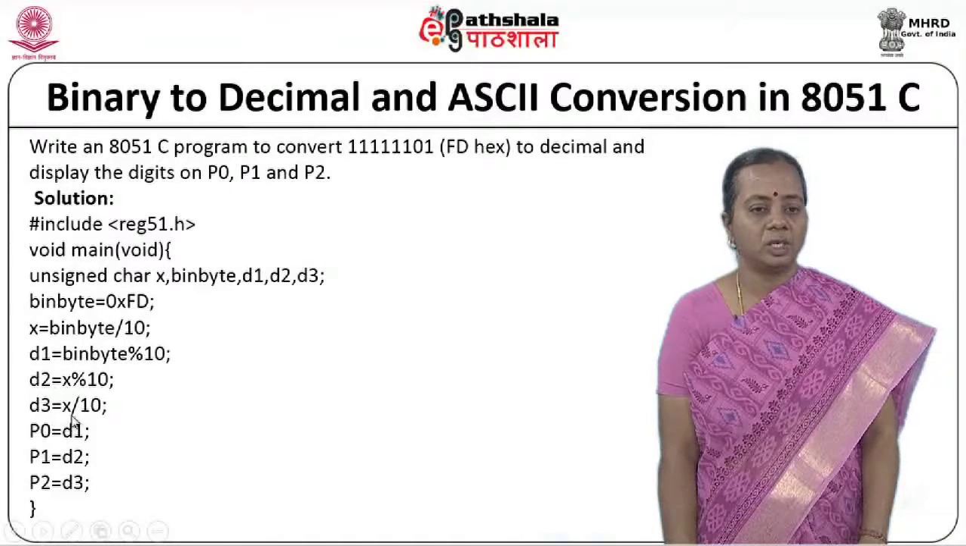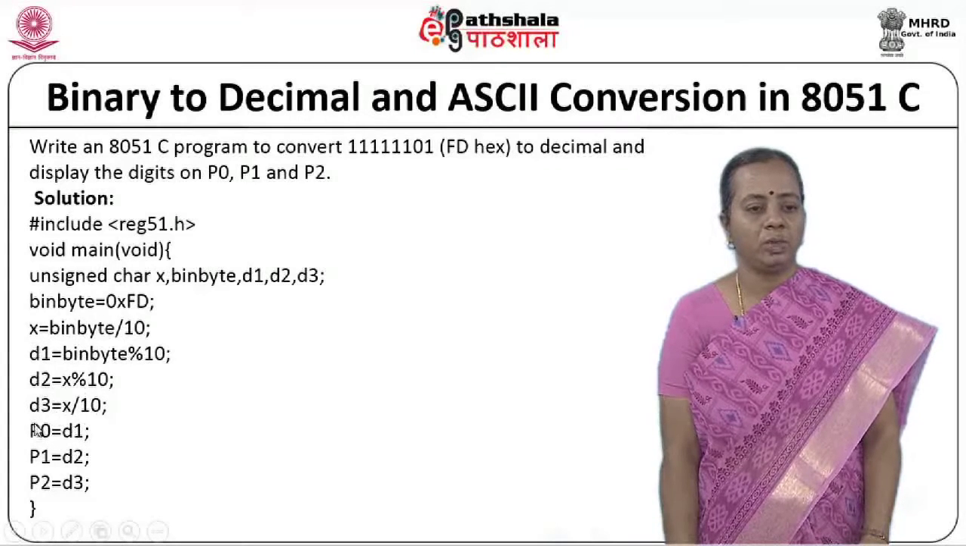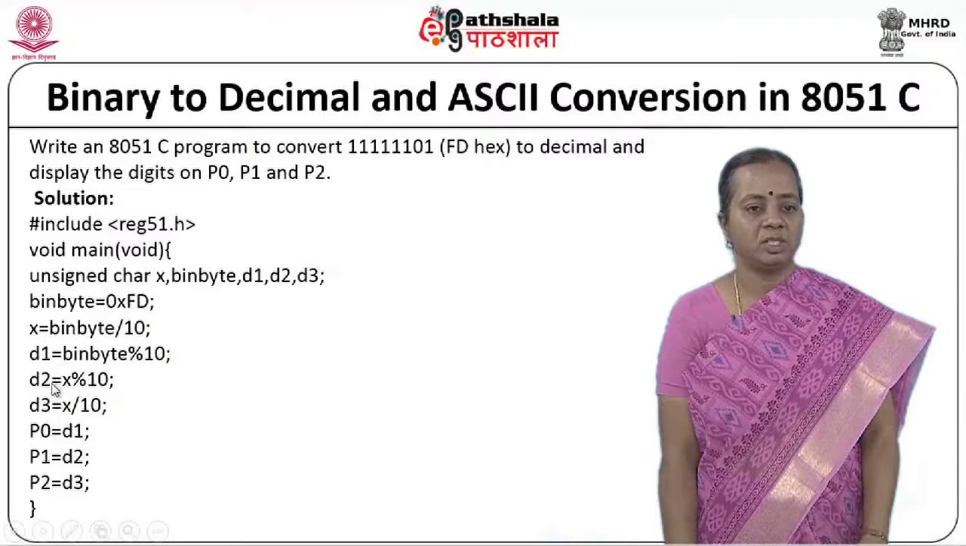Then for the third digit, x divided by 10 is your third digit. So, if I have a 3 digit number, then it can be generated with this particular code. Now, this D1, D2, D3 are the values which will tell you about the first digit, second digit and third digit.